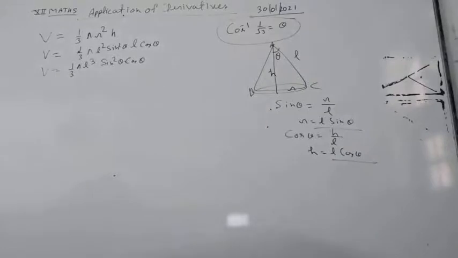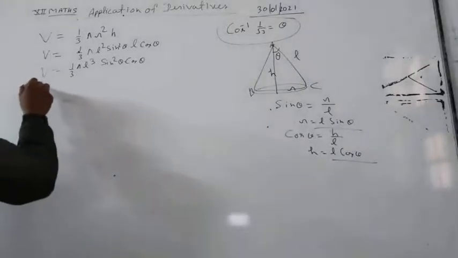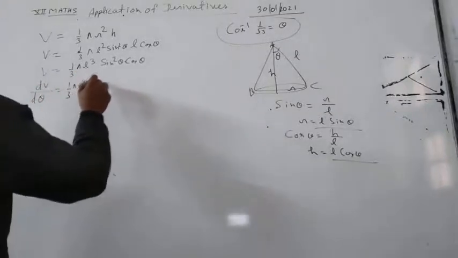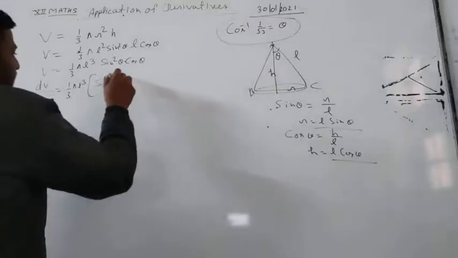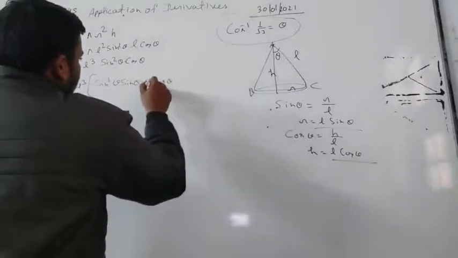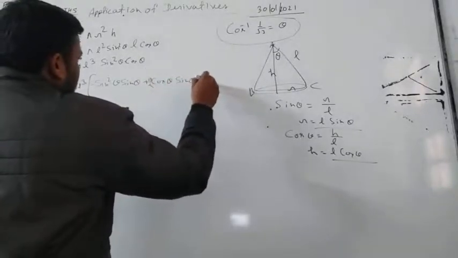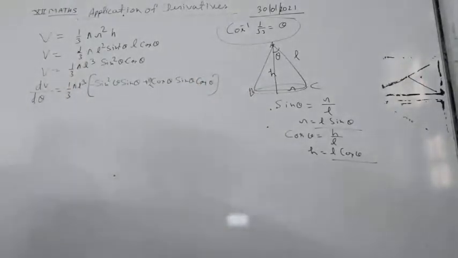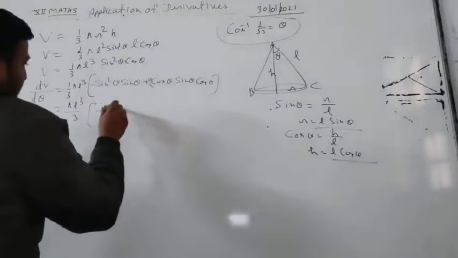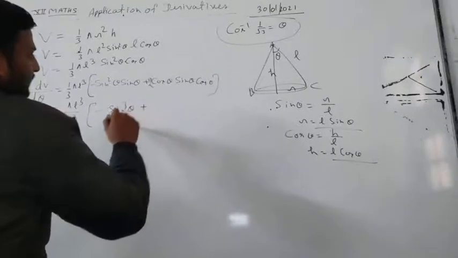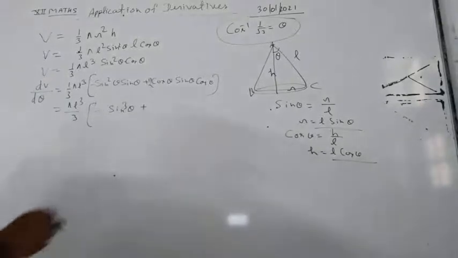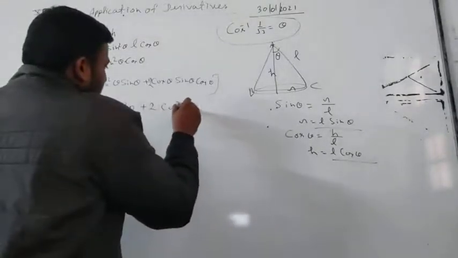Now, students, we differentiate this with respect to theta. So 1 by 3 pi L cube, this is the first function, and this is sin square theta the second function, and the derivative gives minus sin cube theta and 2 sin theta cos square theta, students. So we can write this as pi L cube by 3 times minus sin cube theta plus 2 cos square theta sin theta.